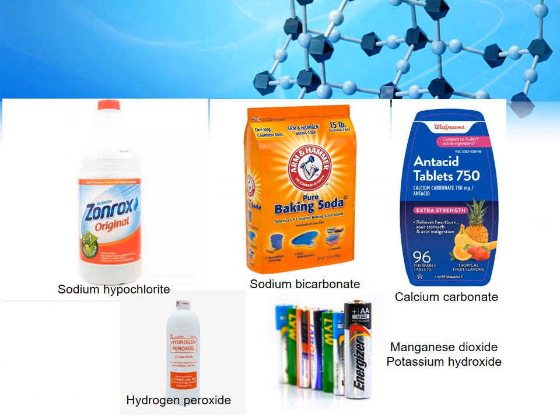Next, we have here some products found at home, such as Zonrox, which contains an active ingredient called sodium hypochlorite, the baking soda that contains sodium bicarbonate, the antacid tablets which contain calcium carbonate, hydrogen peroxide, and the alkaline batteries that contain manganese dioxide and potassium hydroxide. How do these names of chemical compounds get written as chemical formulas?